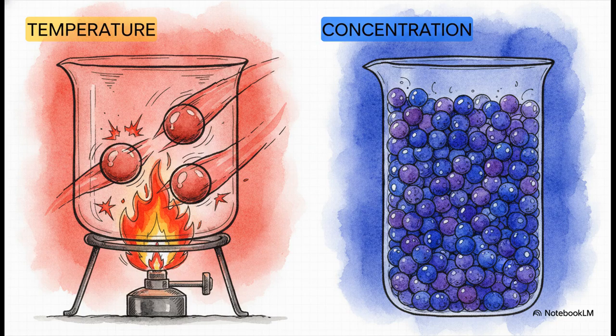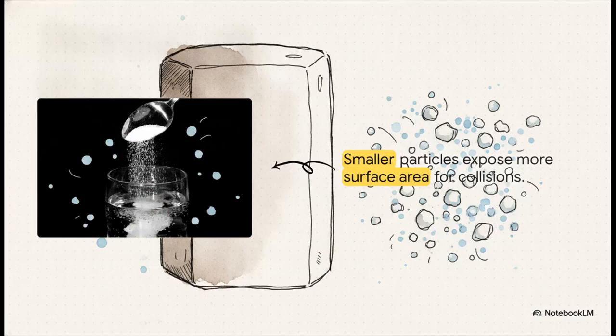Second, concentration. If you add more molecules to the exact same amount of space, you're crowding the playing field. With way more players rushing around in the same volume, the mathematical probability of them bumping into each other goes through the roof. Third is surface area, which is directly tied to particle size.